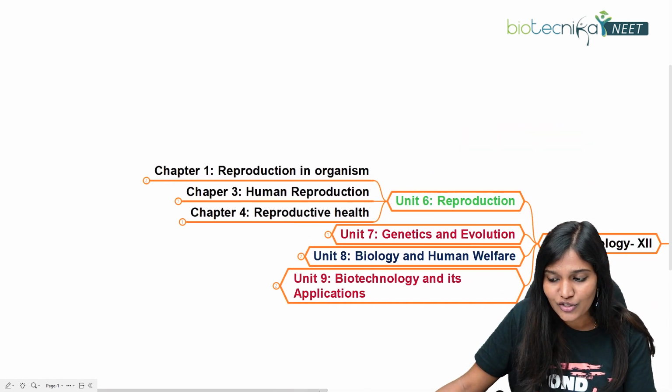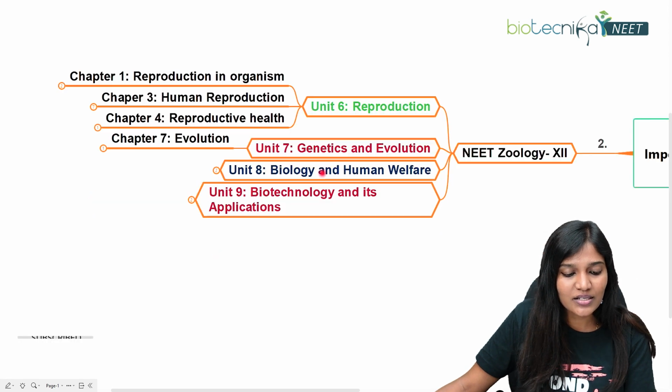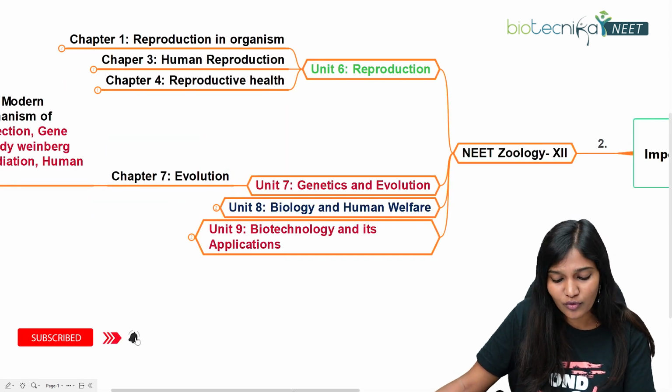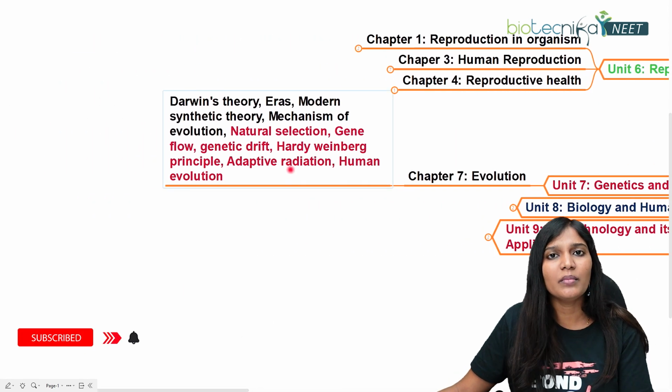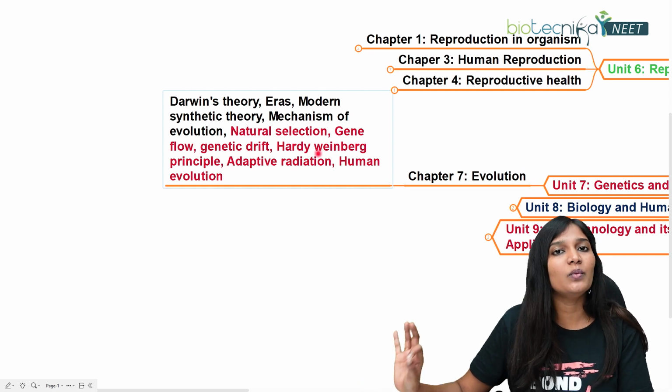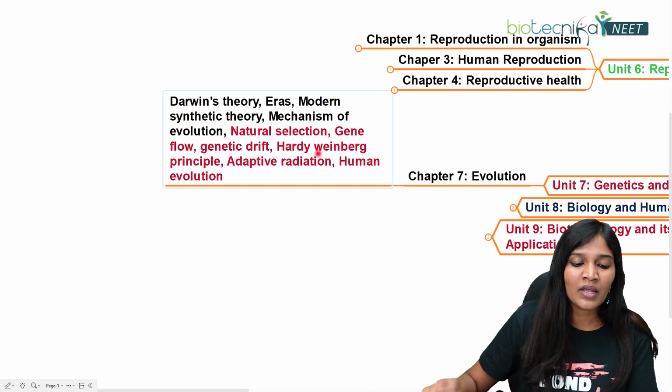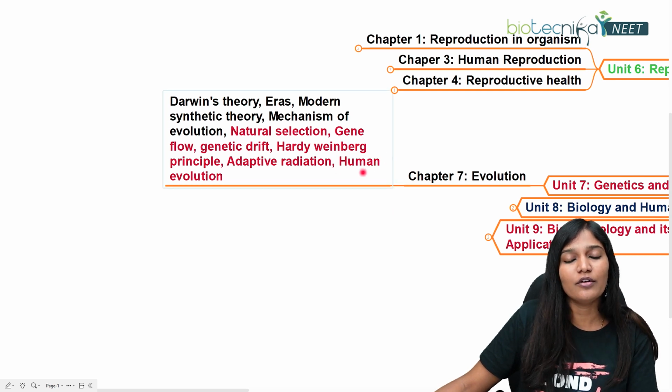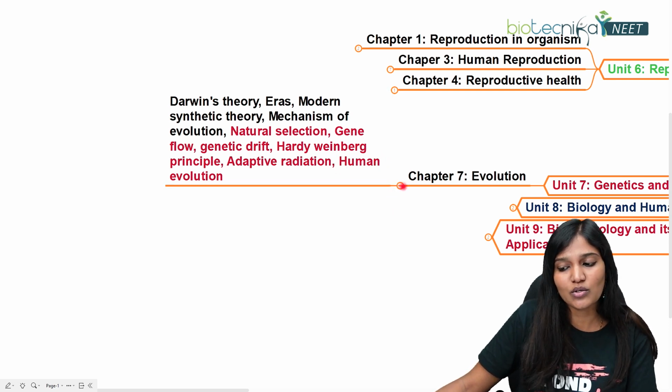Next is genetics and evolution. In the genetics and evolution unit, you don't have to learn many things. I would suggest learning these red spotted ones. Darwin's theory, natural selection, gene flow, genetic drift, Hardy-Weinberg's principle, the most important one, and human evolution. Finally, human evolution, do not ever miss. You will have questions based on this one.